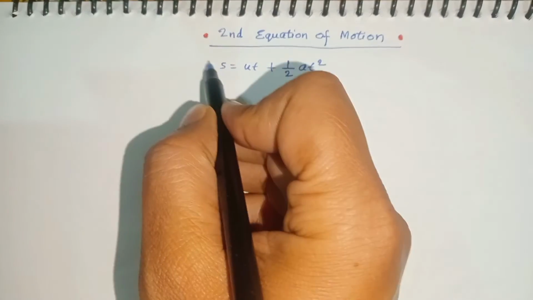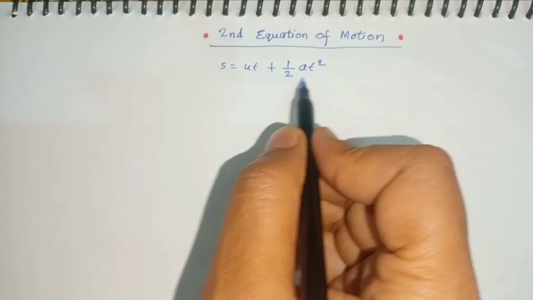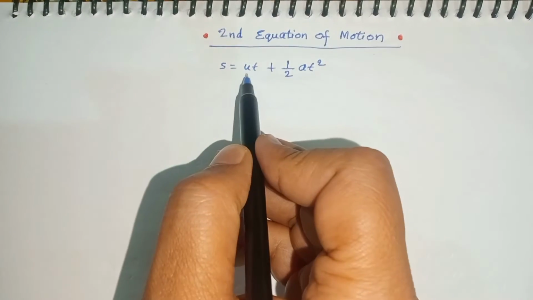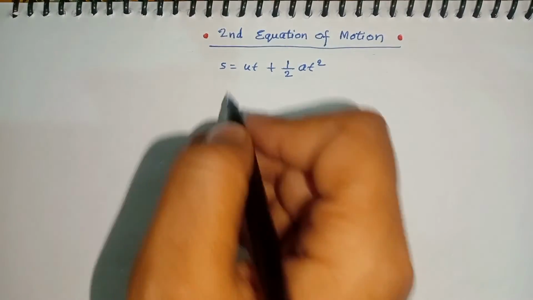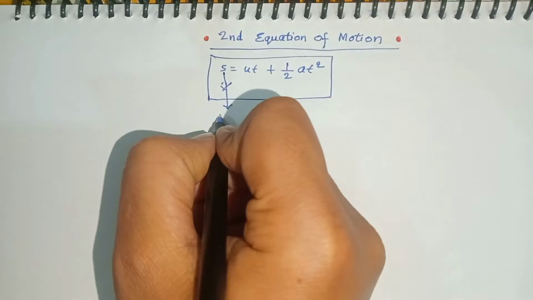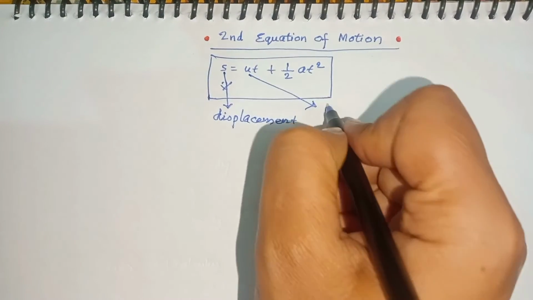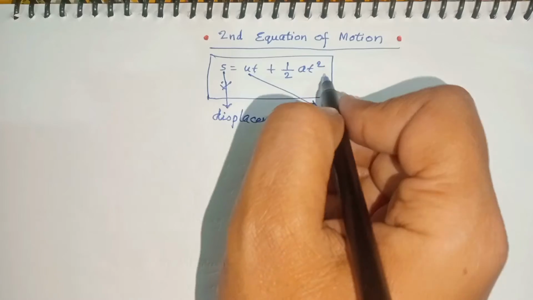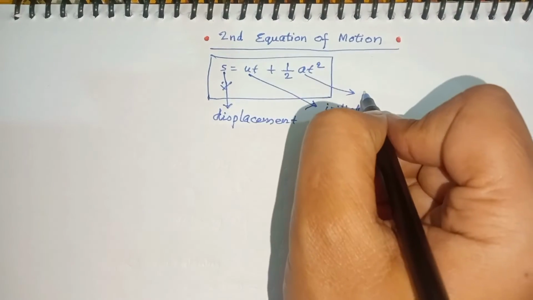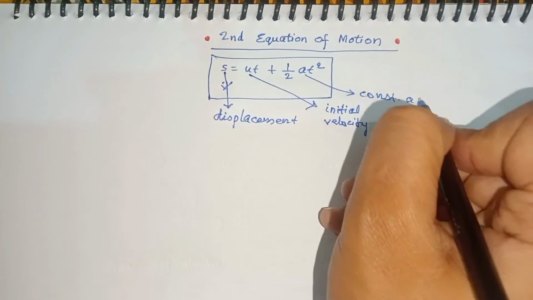Let's study the topic second equation of motion. This formula is called the second equation of motion: S equals ut plus half at square, where S is displacement, u is initial velocity, t is time, and a is acceleration, that is constant acceleration.